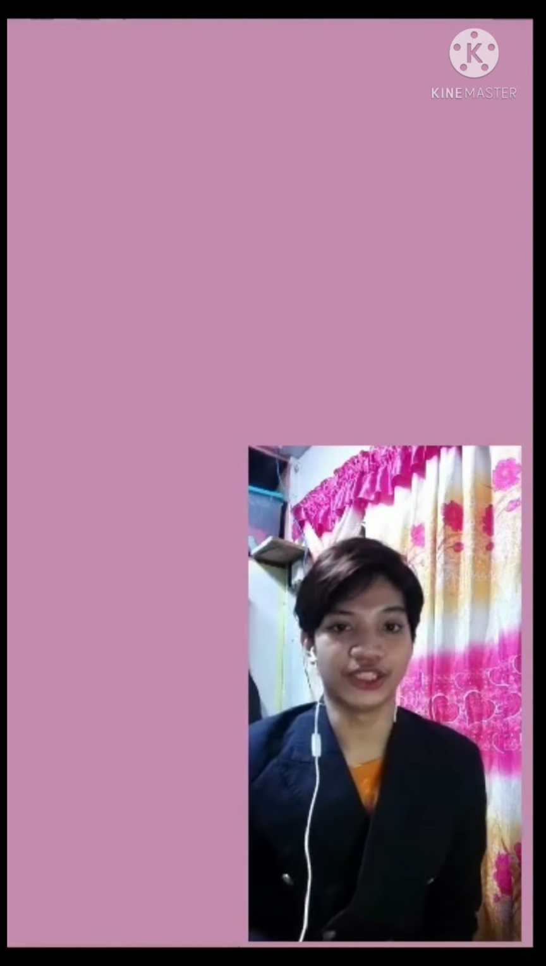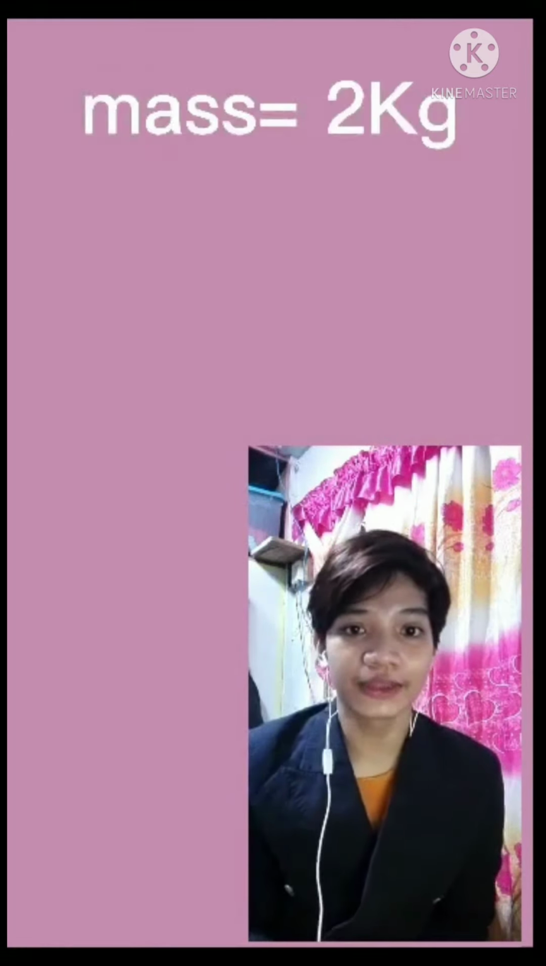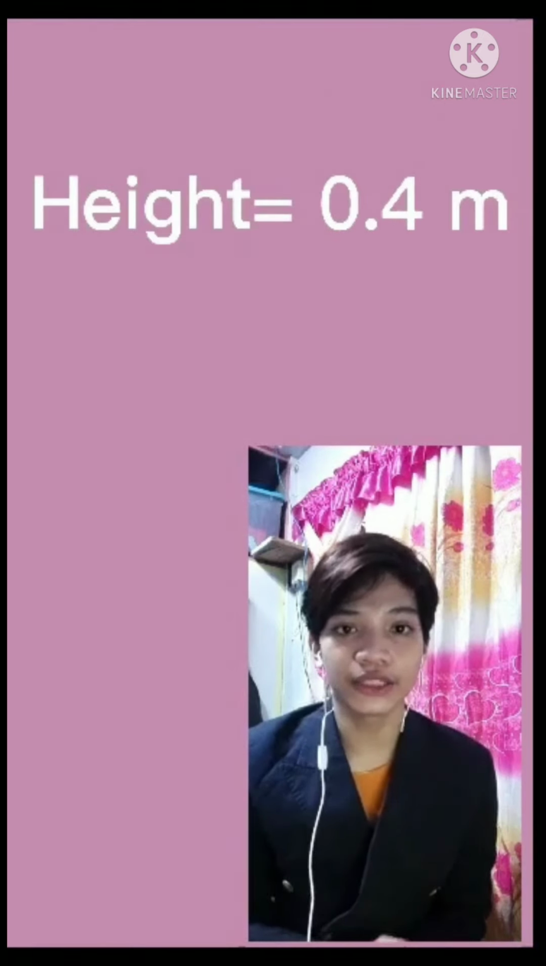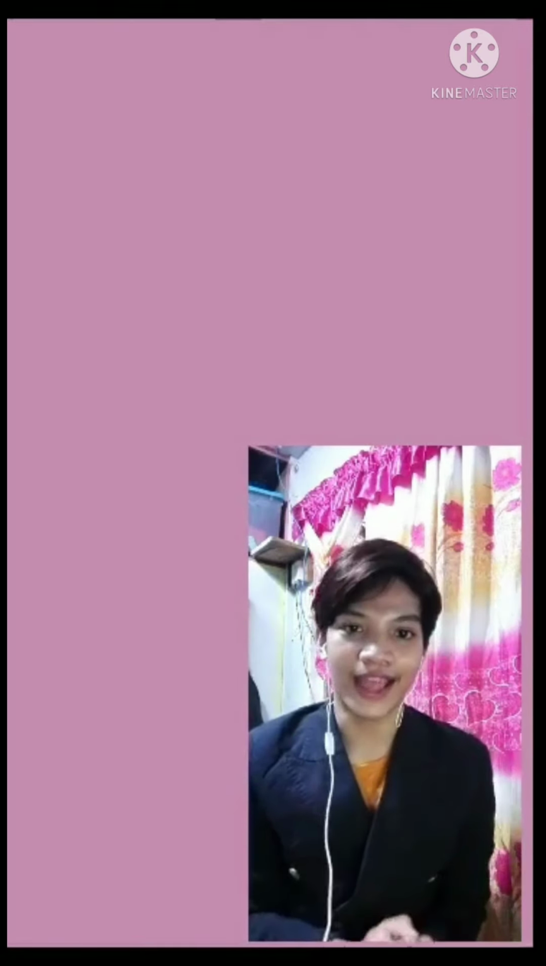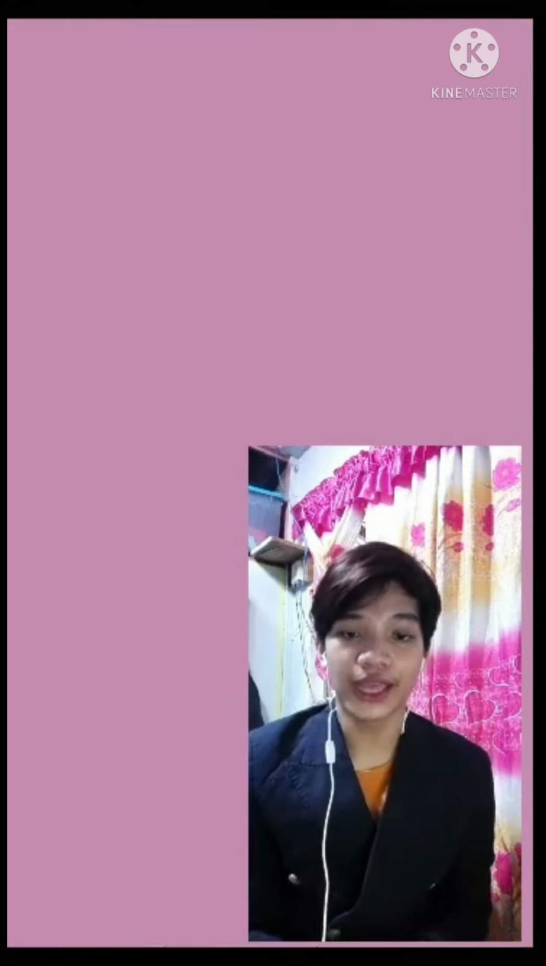So now guys, I will teach you another example of computing potential energy. Let's assume we have a hammer with a weight of 2 kilograms, and it is lifted 0.4 meters. And gravity is always 9.8 meters per second squared. Okay, we should always remember that, guys. So our given is: the mass is 2 kilograms, the height is 0.4 meters, and gravity is 9.8 meters per second squared.